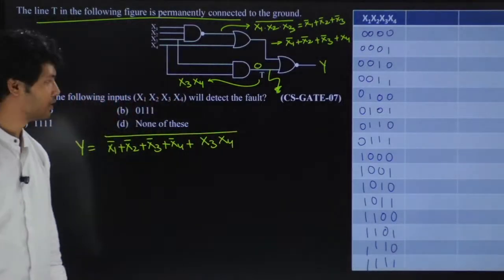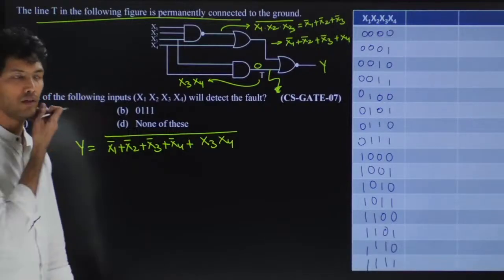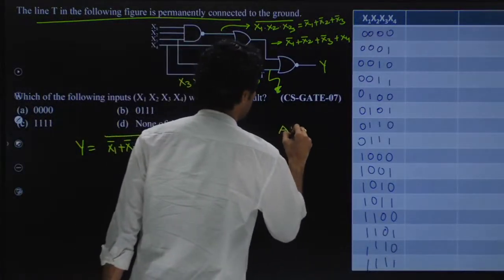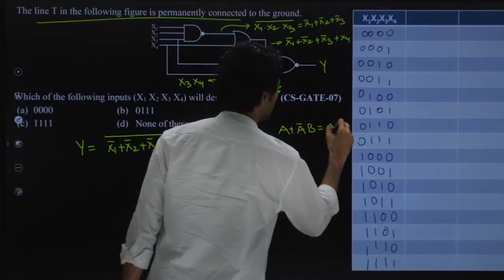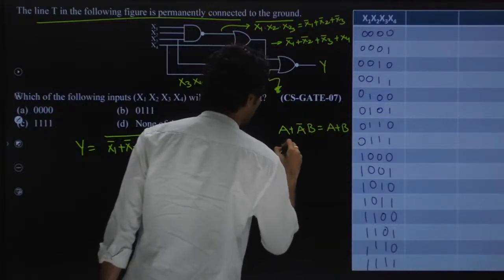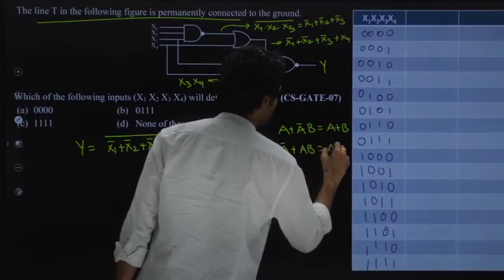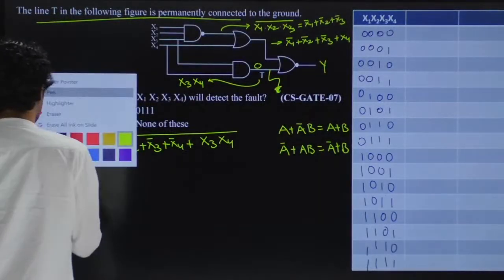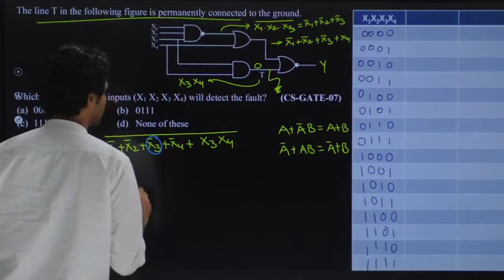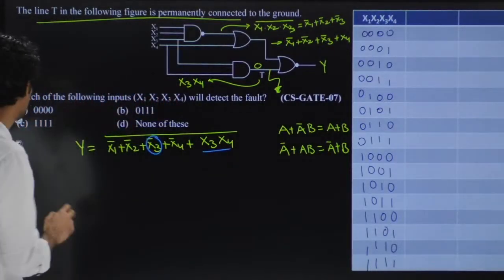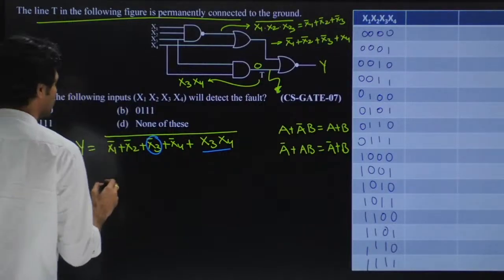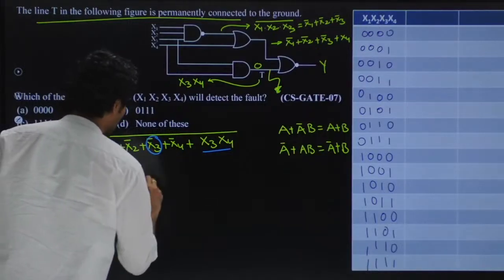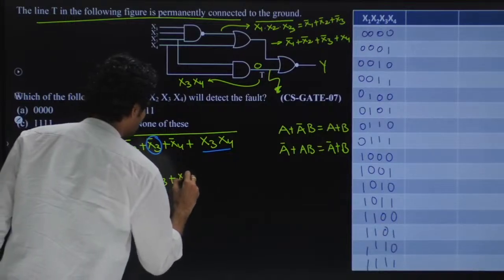So this is a function, and here we can use some basic theorems. One theorem I can use is RLR, which states that a plus a bar b becomes equal to a plus b, or in a different format, a bar plus ab becomes equal to a bar plus b. These are a couple of Boolean laws. If I take x3 bar plus x3 x4, I can write it as x1 bar plus x2 bar, applying RLR here, plus x3 bar plus the last one x4 bar.